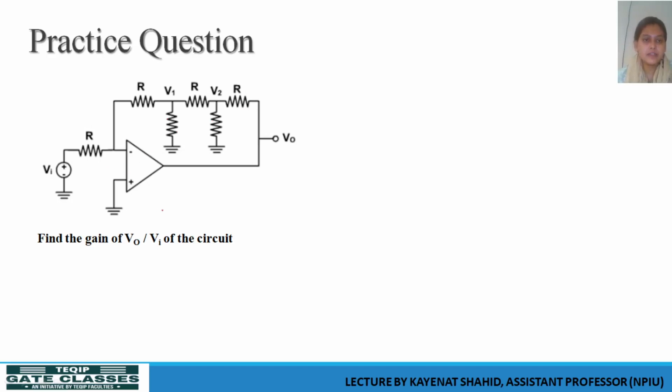So if we just want to find out the relation between VO by VI, that is the gain, we can see this is 0 volt, so this will be 0 volt, right? Why? Because V minus is equal to V plus. V plus is 0 volt, so it will be equal to 0 volt, right?